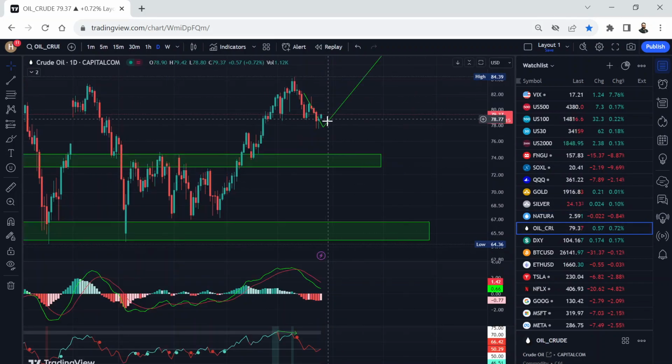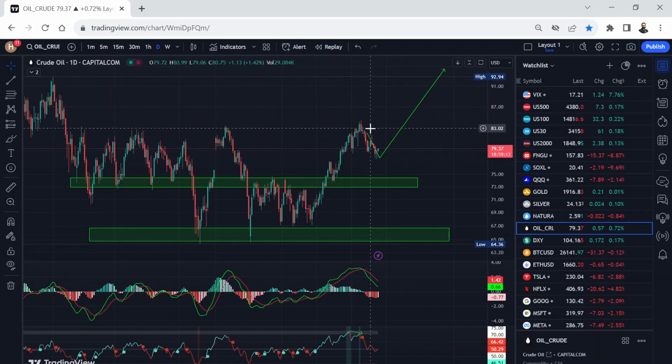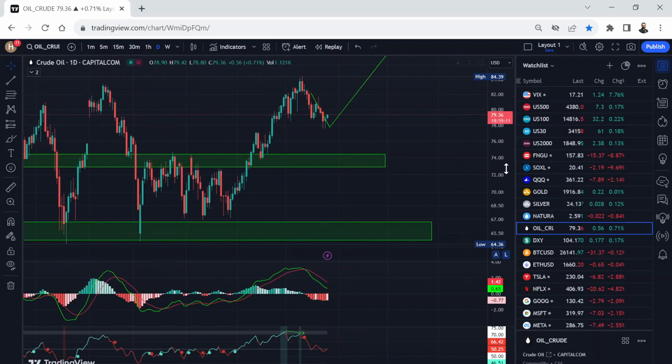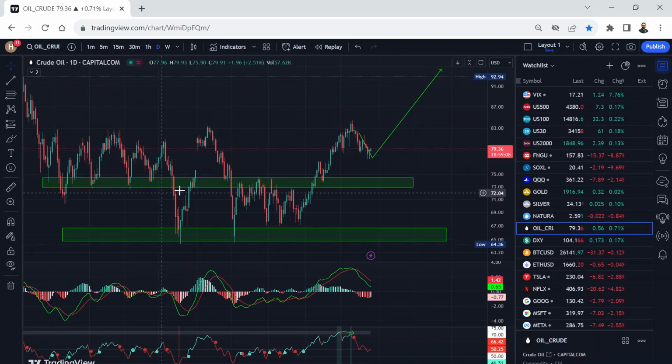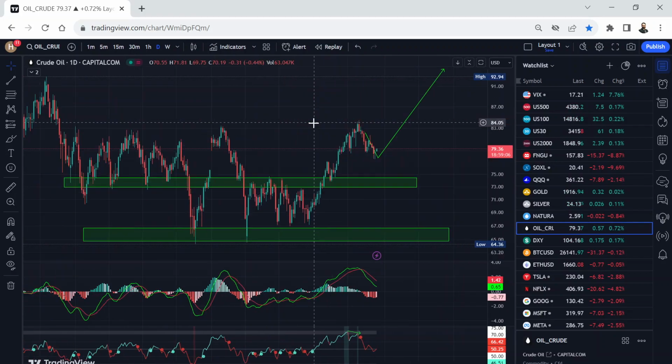Crude oil bouncing now, so it's a buy the dip. You can see my arrows. It can still come back all the way to $74. That's possible. That's another support level, so just be mindful of that. But looks like crude oil wants to bounce from here.